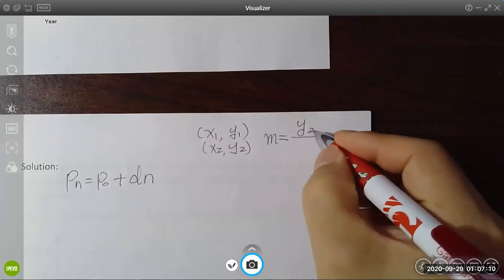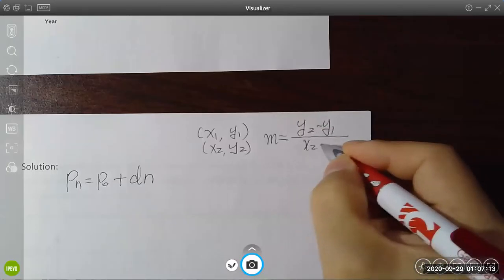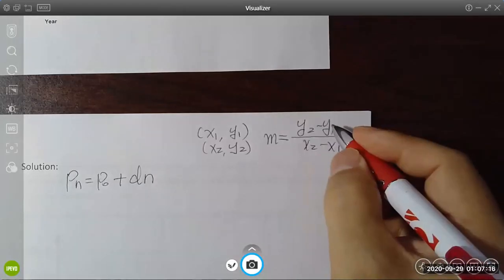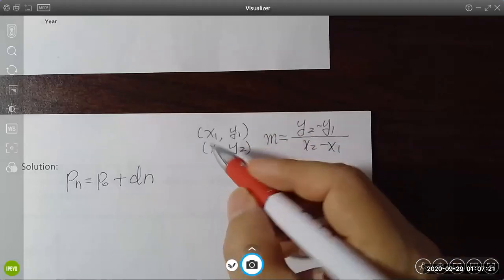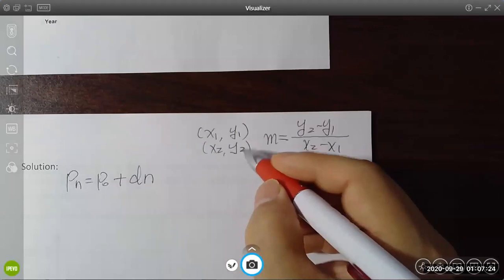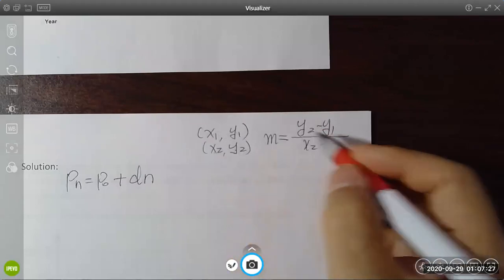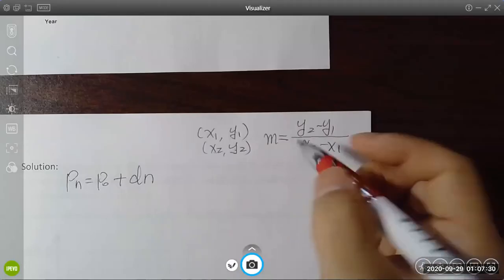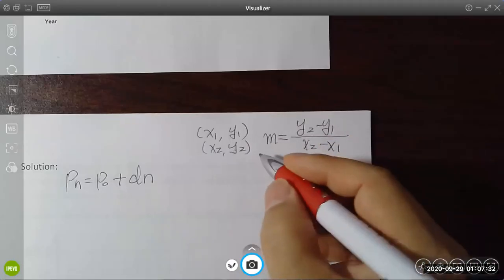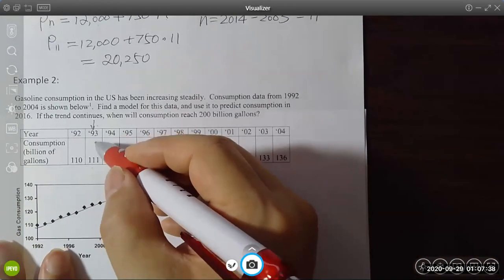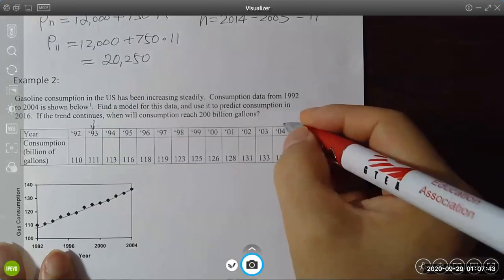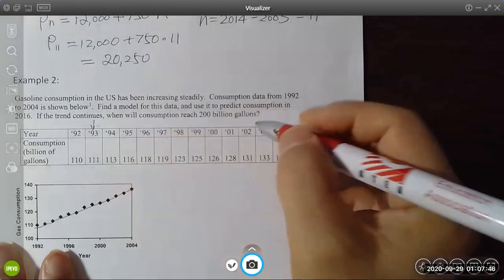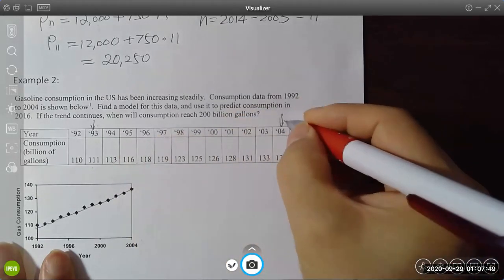The formula says y2 minus y1 over x2 minus x1. What does that mean? This is the year, this is gasoline consumption. This is the year, this is gasoline consumption. We just need to pick 2 data points and plug in to get that growth rate. So I'm going to pick one. The one I already picked is the initial value. This is 1 data point. I'm going to pick another one. Maybe I use the last one, 2004. You can use this one, you can use this one, as long as they're not too close.